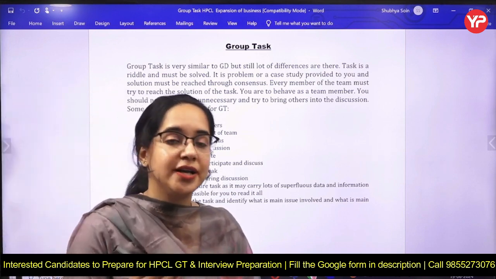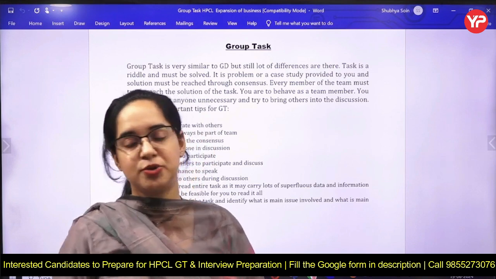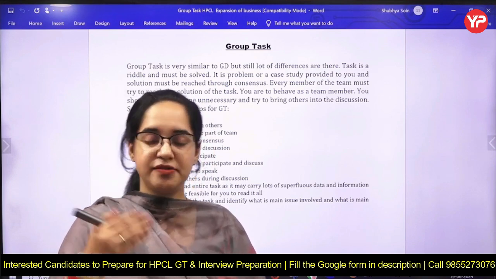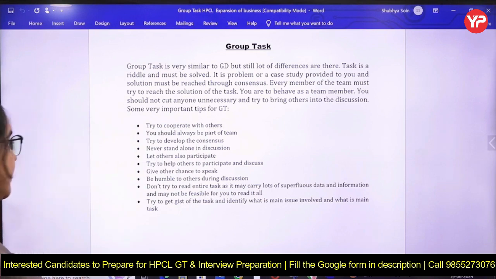Also, give others a chance to participate. It should not be that you're cutting one person again and again. That's not required. Each person should be given a chance to speak, and if someone is speaking, you should not cut that person in between. Give others a chance to speak. Be humble to others during discussion.